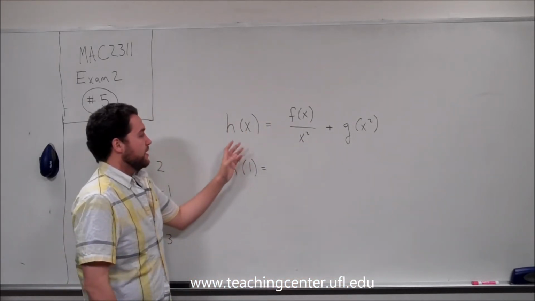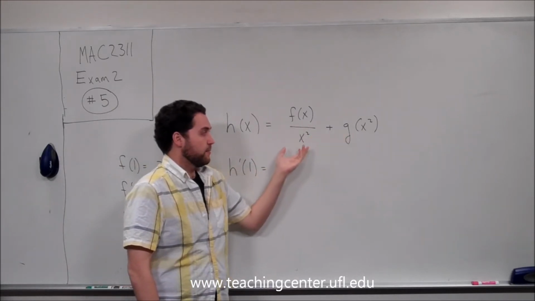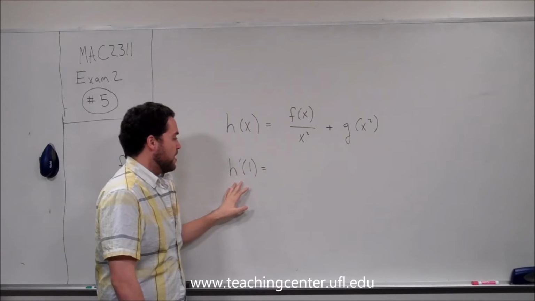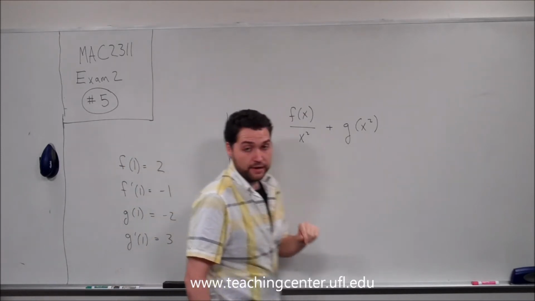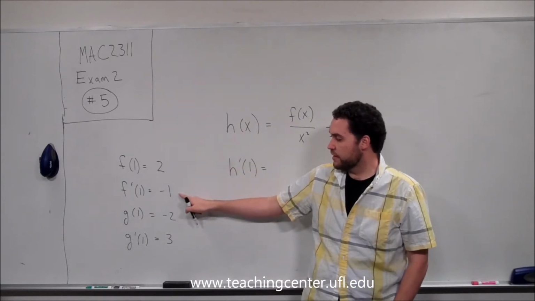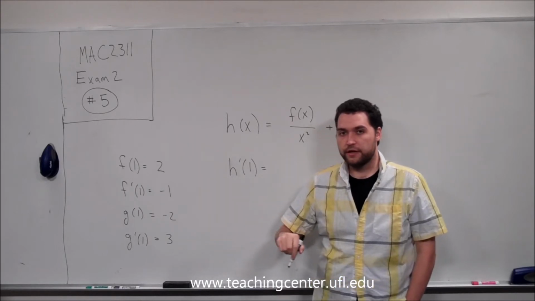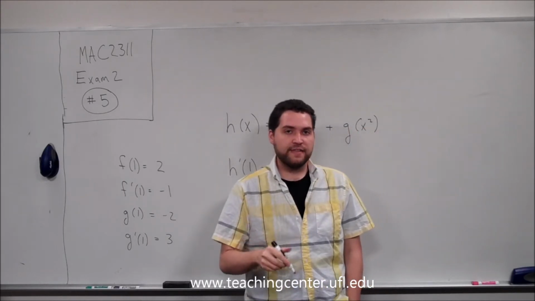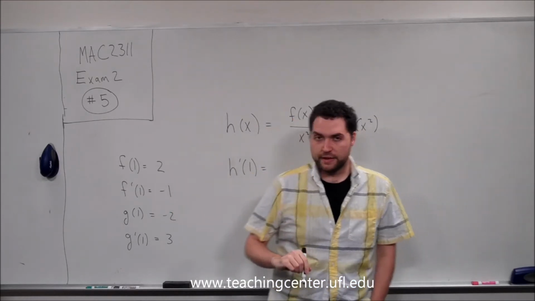In this problem, they give you the following function in terms of f of x and g of x and random other x's, and they want you to tell them what the derivative is equal to at 1, given the following information. They tell you that f of 1 is equal to 2, f prime of 1 is equal to negative 1, g of 1 is equal to negative 2, and g prime of 1 is equal to 3. So first we need to differentiate, then plug in 1, and then look up the information from all these values here on the table.